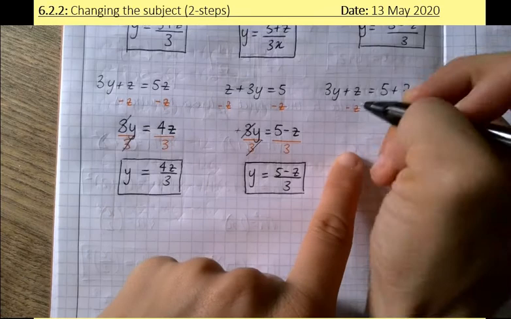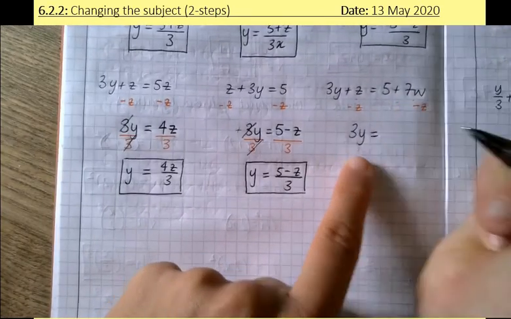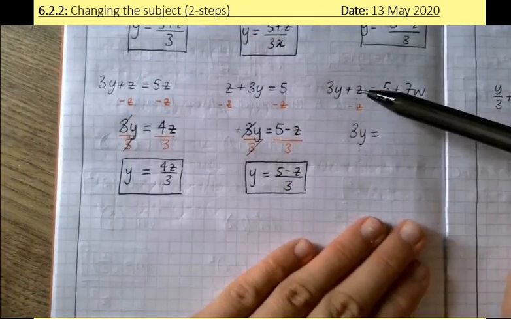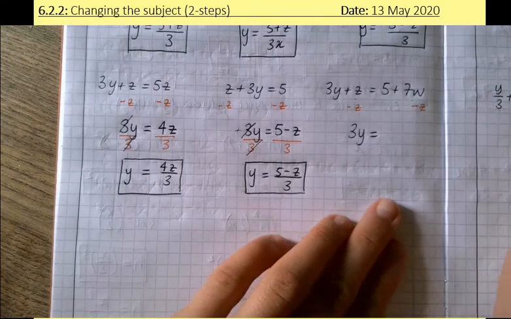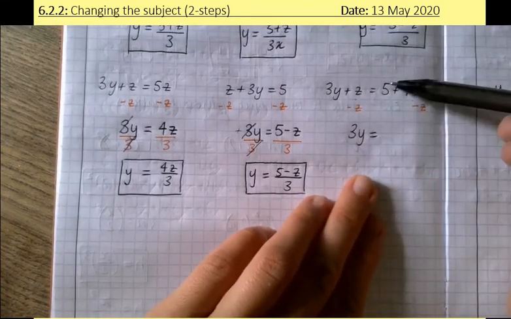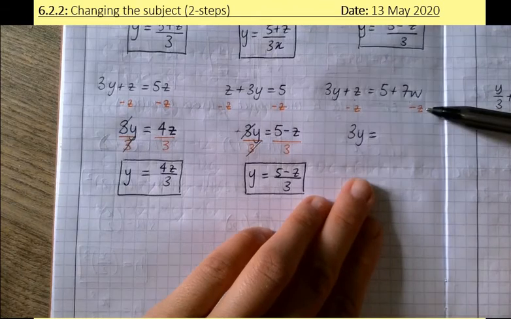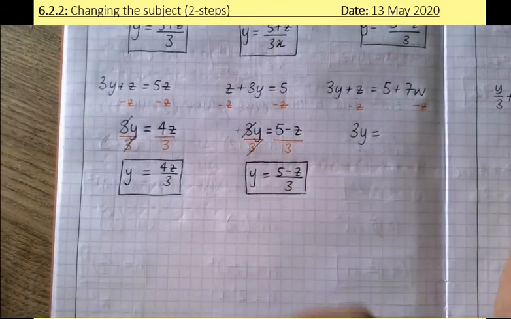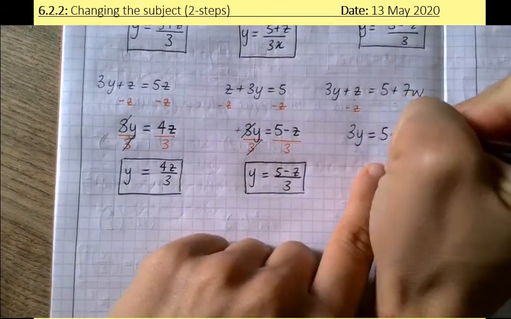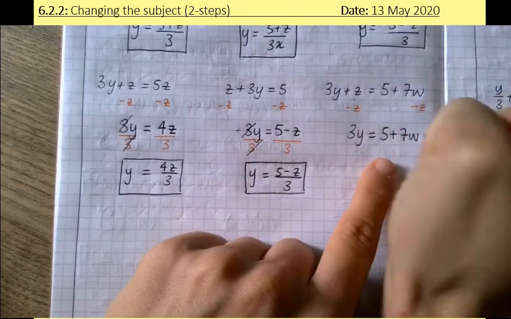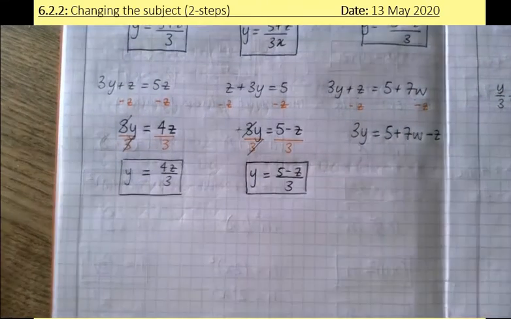So that leaves us with 3y on the left hand side, because our plus z and minus z cancel. And then over here, well, I've got 5 plus 7w take away z. Well, there's no collecting I can do there, there's no simplifying, so that's literally what I just need to write. 5 plus 7w take away z.